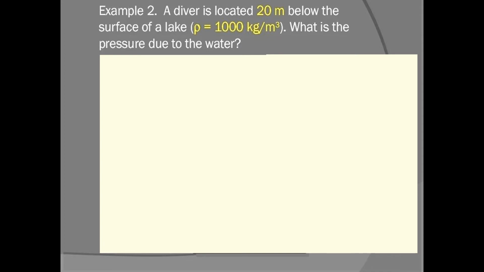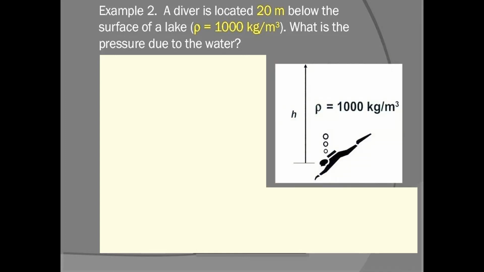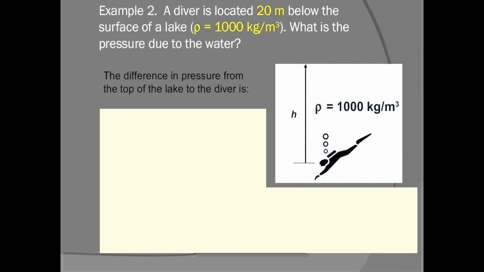Let us consider here an example. A diver is located 20 meters below the surface of a lake, wherein the density of that lake is equal to 1,000 kg per cubic meter. What is the pressure due to water? Hence, we have here the illustration wherein the diver is at a depth H from the liquid surface.